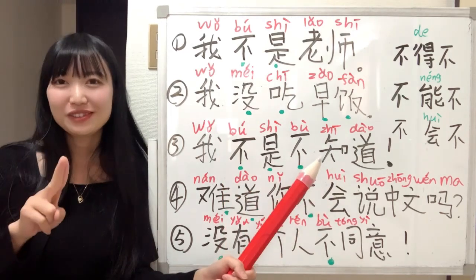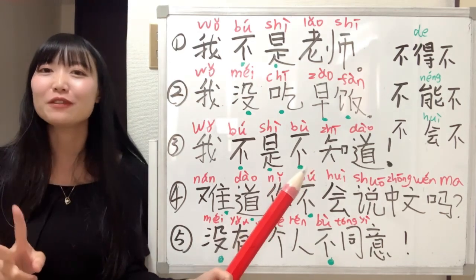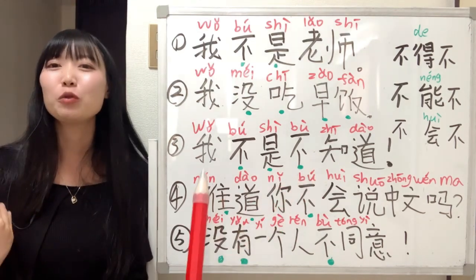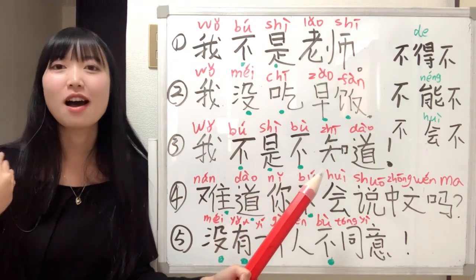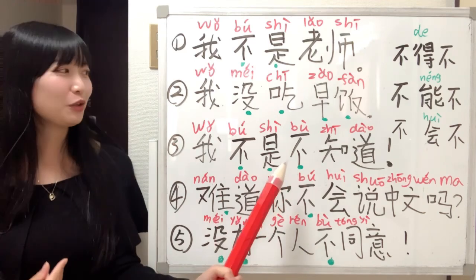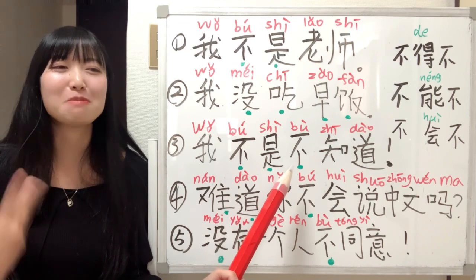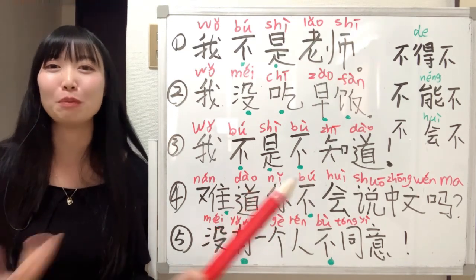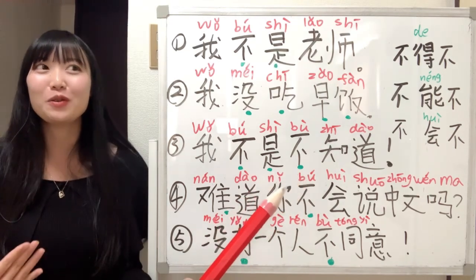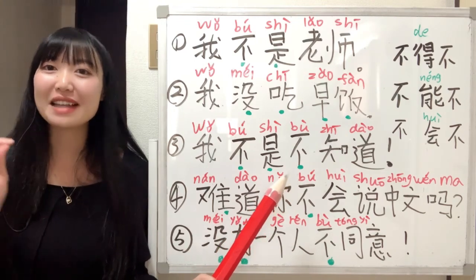Well, double 不 means yes. Double negative means yes. So 我不是不知道 means 我知道. I know. But maybe you will ask, why do you have to make this sentence so complicated? You just say 我不知道. That's it. Why do you have to say 我不是不知道? Well, it's to emphasize.